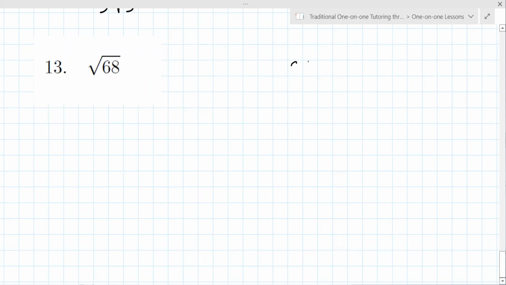Okay, this one is divisible by 2. Go ahead and try this one, please. What is your final answer here, if you've got one? 2 square root 17. So why did you stop at 17? What is important about 17? It's also a prime number. Yes, very good. All right.